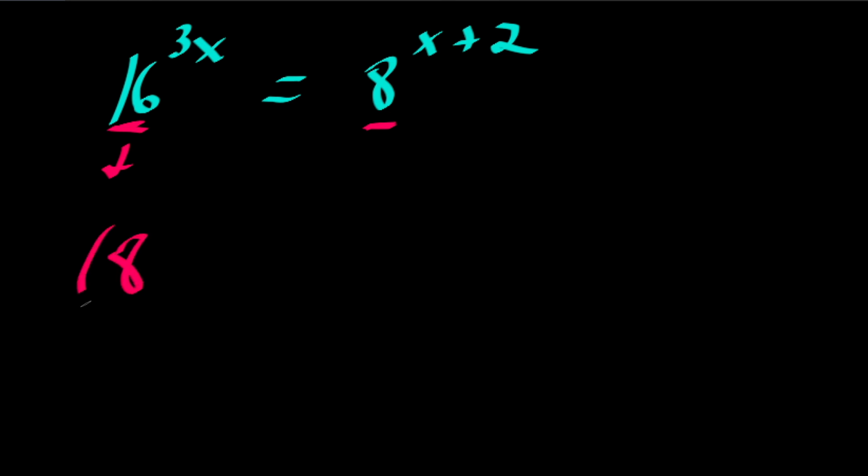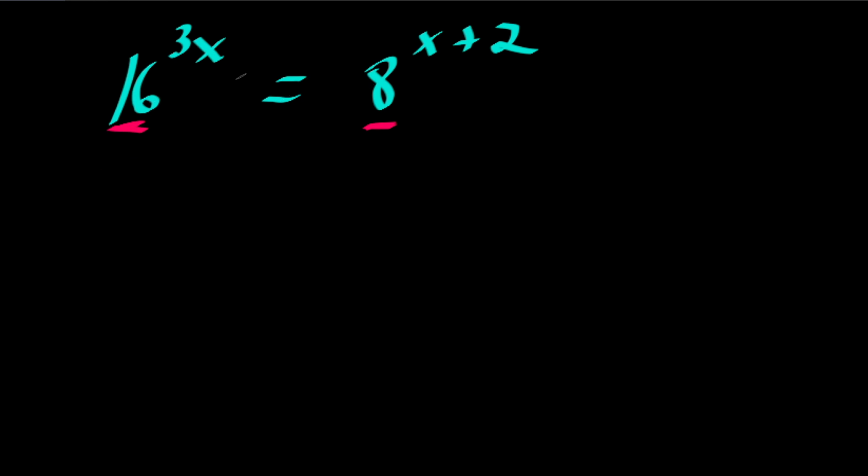All right, so 8 to the what gives me 16? Well, let's just think about it for a second. 8 to the first power would be 8, but then 8 to the second power is 64. We just skipped right over 16. So this is a case where we're actually going to have to break down both numbers.